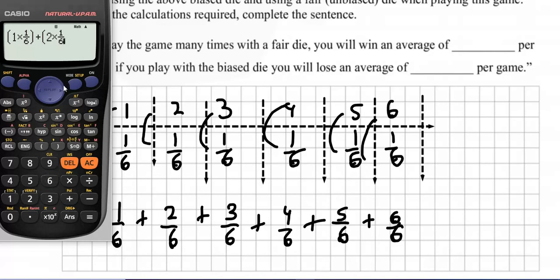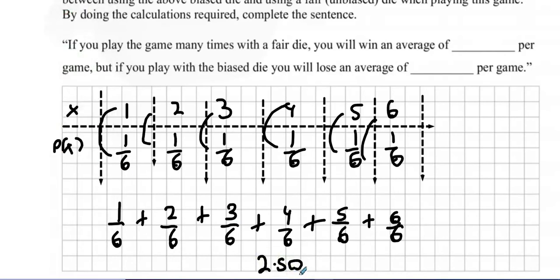Now this will probably take me the next like 30 seconds, so feel free to fast forward. That's the reason I don't do it like this, unless I really have to. And then plus 4 multiplied by 1/6. If you're not good at the fractions, it's probably best you do it this way. Plus 5 multiplied by 1/6. And plus 6 multiplied by 1/6. Okay, press equals and you get 5 over 2, 2.5.